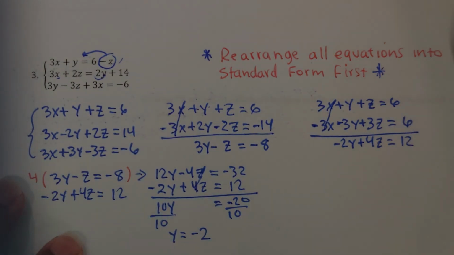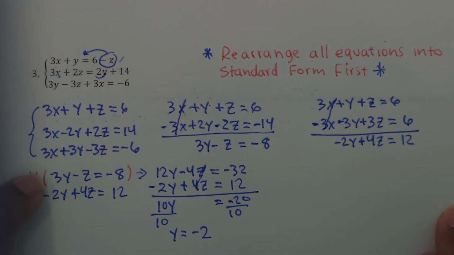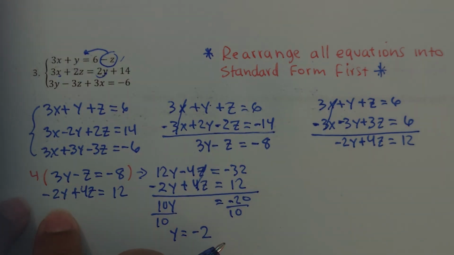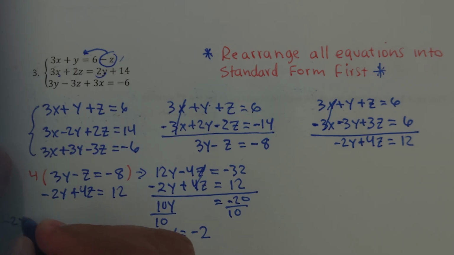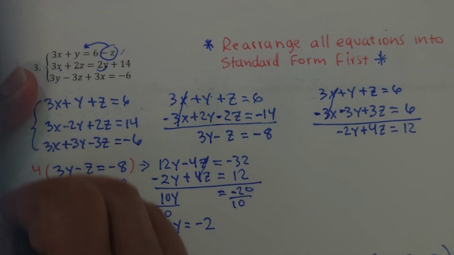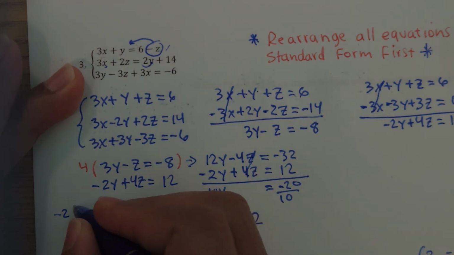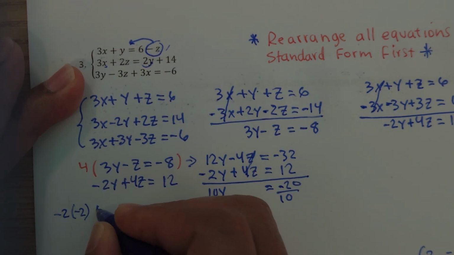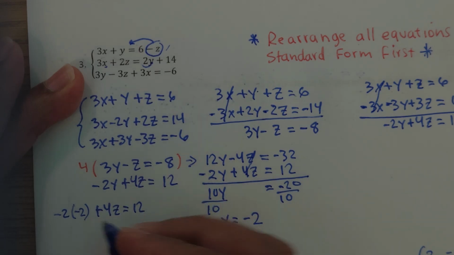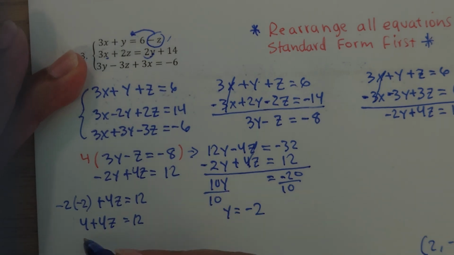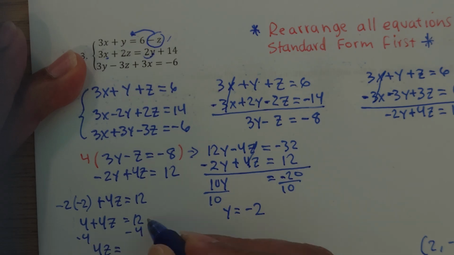Okay, so that's the y coordinate. Since we know the y coordinate, we can go back to either one of these two equations. I'm going to go back to the second one, but you can go to the first one too. So negative 2y, instead of y, we plug in the y-coordinate, which is negative 2. So negative 2 times negative 2, that's positive 4, plus 4z equals 12. Then subtract the 4 from both sides. So we find that 4z is equal to 12 minus 4, which is 8. Then divide by 4. So the z coordinate is 2.